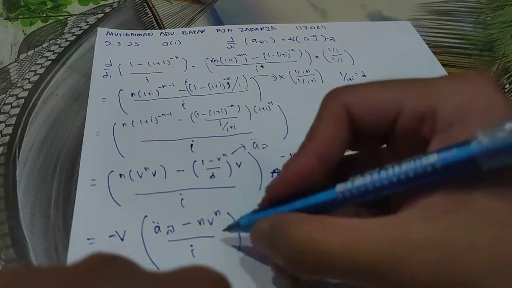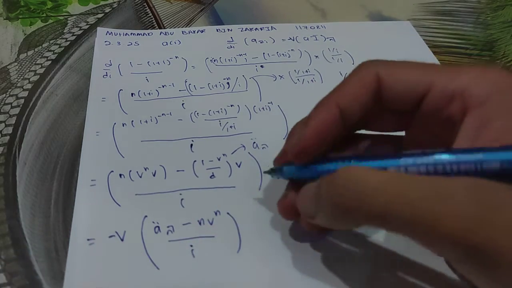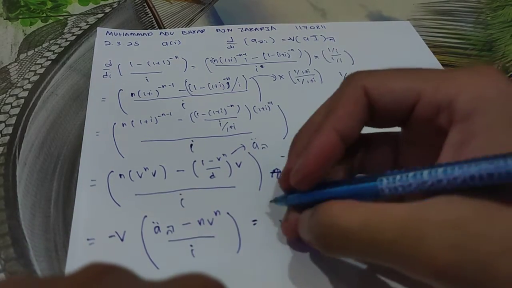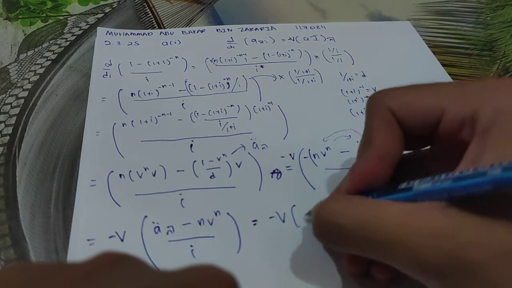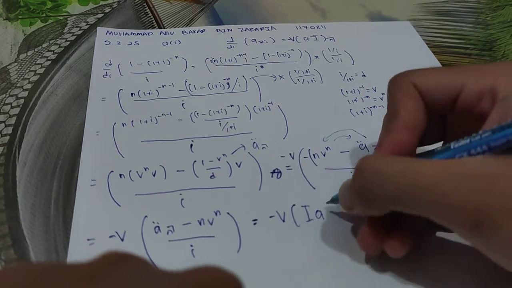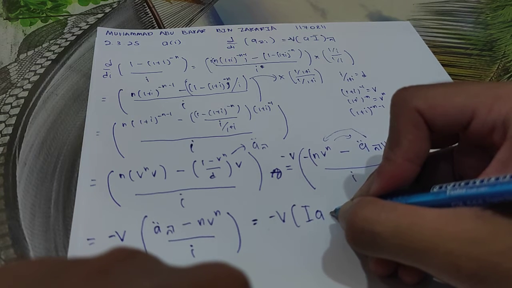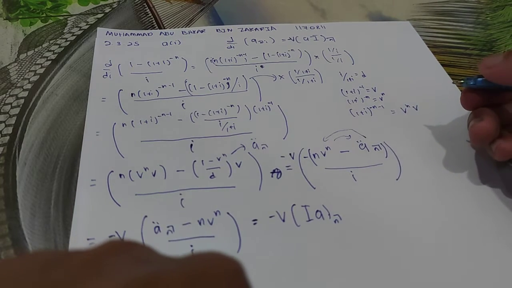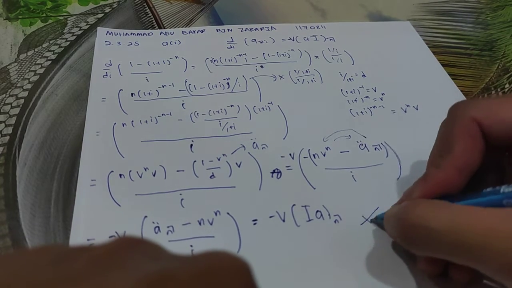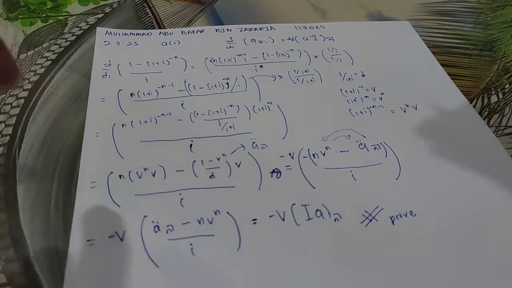Now we have this. So it is the increasing annuity-immediate equation. We have negative v multiplied by the increasing annuity-immediate. There is the proof. Moving to the next question.